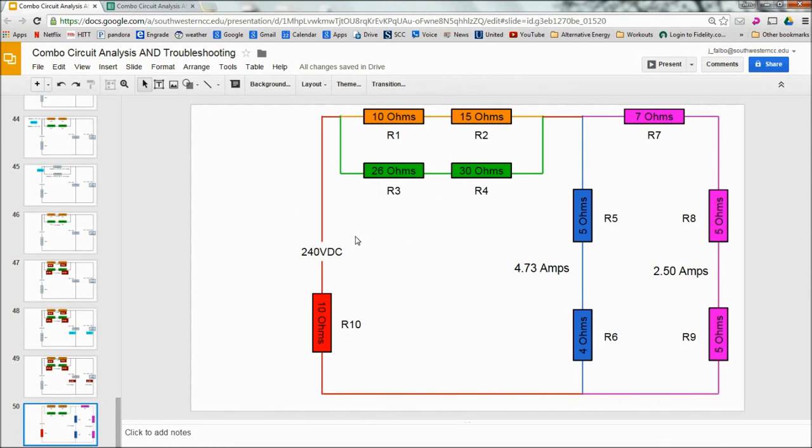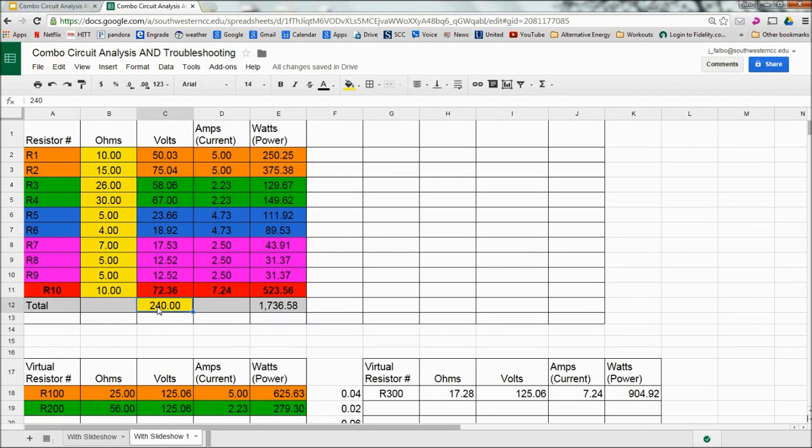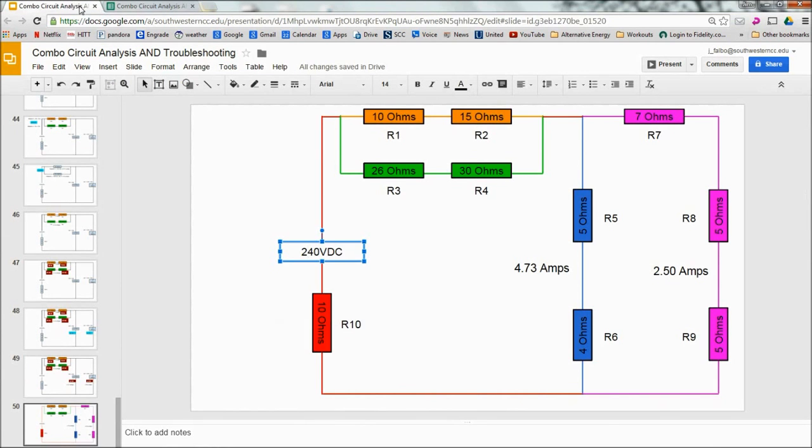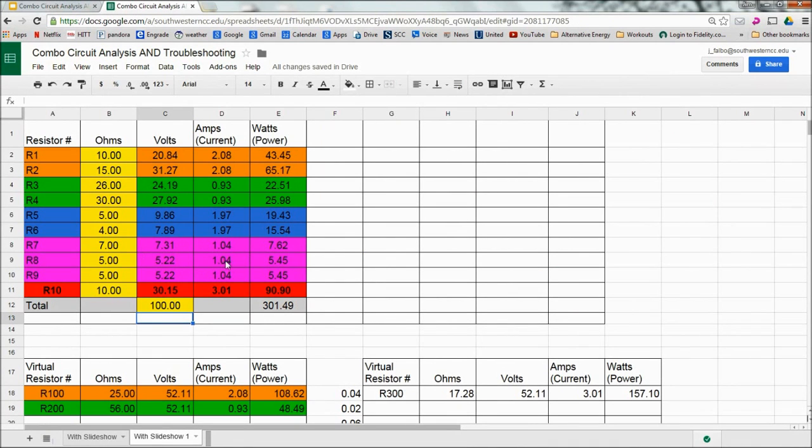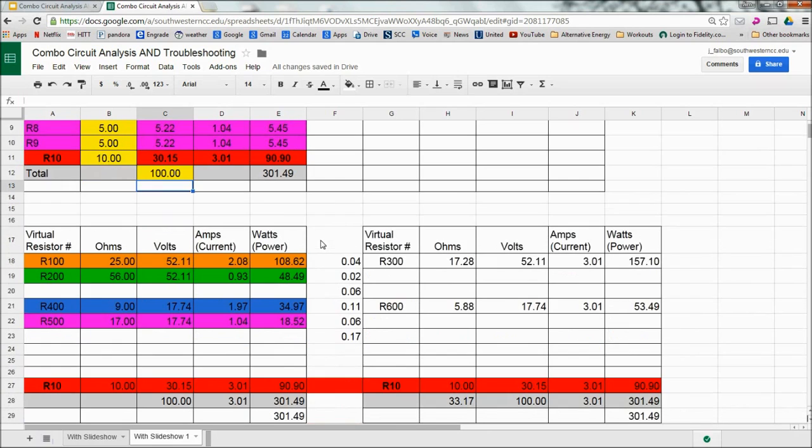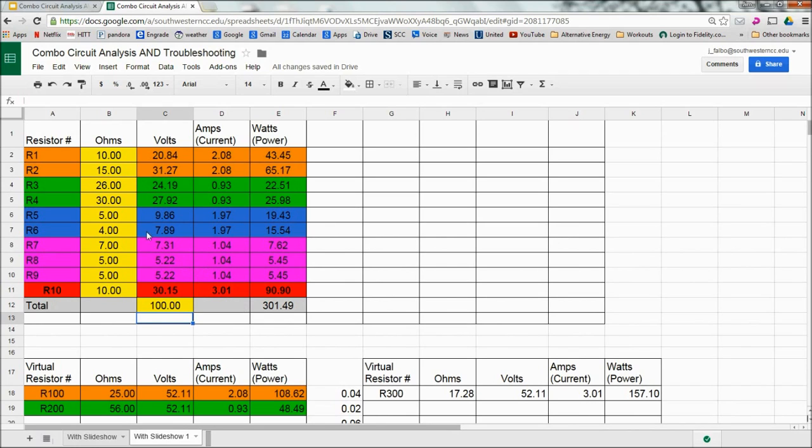So let's say somebody wanted to know, well, what happens if I reduce this voltage to 100? Well, I'm going to do that. I'm going to go in here and change this to 100 and hit enter. And in a split second, this sheet changes to do a circuit analysis on this drawing, all automatically down to the branches. And we can see that the wattages still add up. So I know that everything's working correctly.